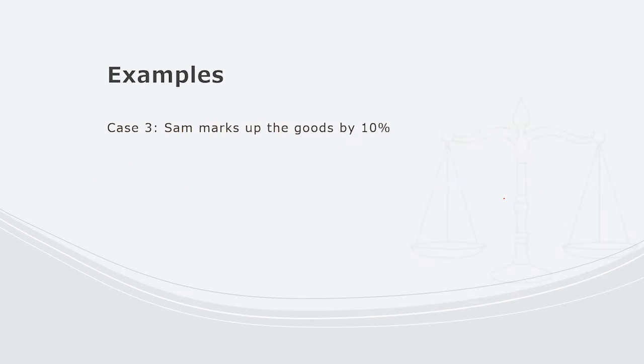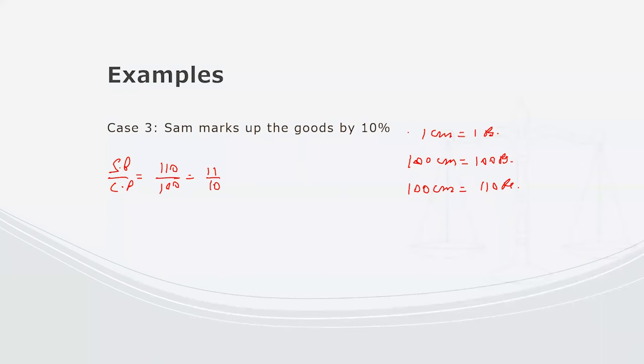Let's move on. Let's look at the third case. Sam marks up the good by 10%. So let's say suppose 1 centimeter was equal to 1 rupee as my cost. So 100 centimeters will be equal to 100 rupees as my cost. And now I am marking up the goods by 10%. So for 100 centimeters, I'm going to charge what? 110 rupees. So what is the ratio of selling price by cost price in this case? My selling price will be 110 rupees, wherein it cost me 100. So 11 by 10. Once again, our intuition is fair and just in this particular case, but everywhere it might not be. So selling price by cost price ratio in this particular case will be 11 by 10.